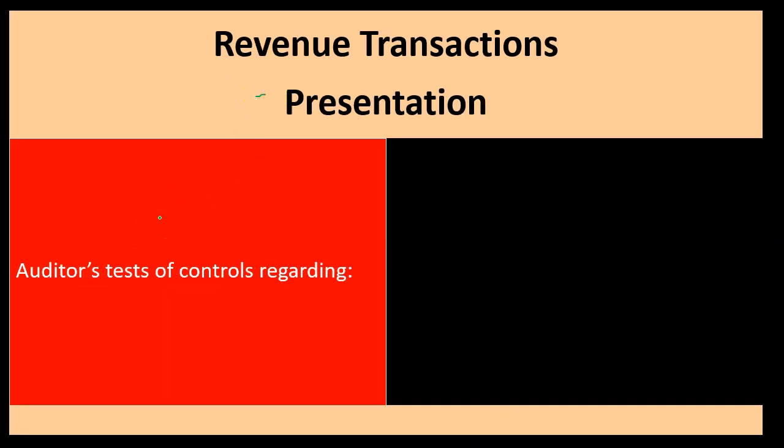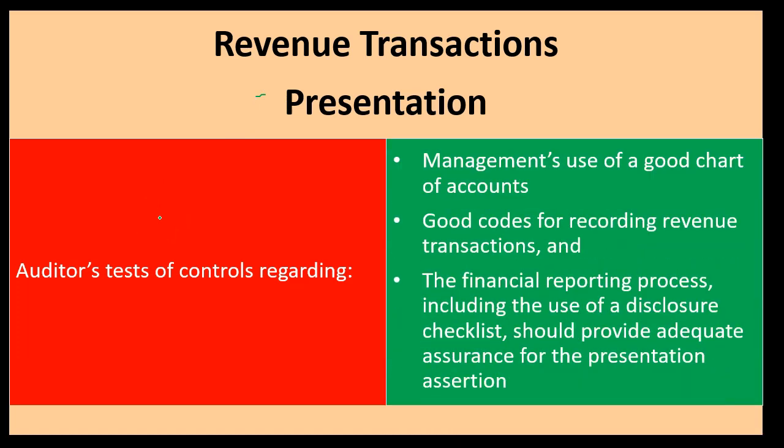Then we have the assertions of presentation. Auditors' tests of controls regarding management's use of good chart of accounts, good codes for recording revenue transactions, and the financial reporting process, including the use of disclosure checklists, should provide adequate disclosure for presentation assertion.